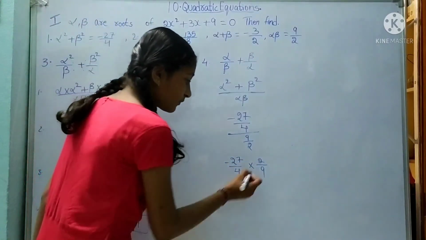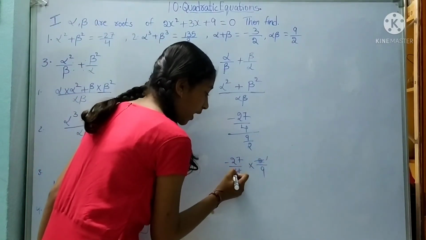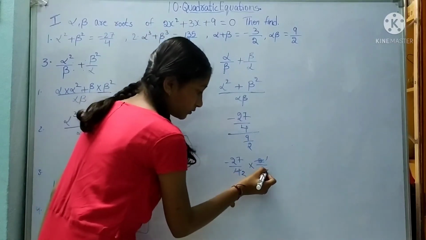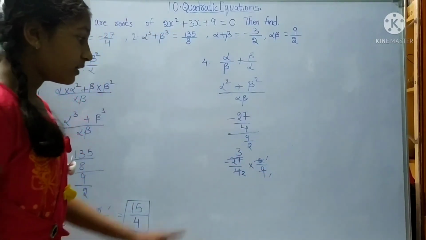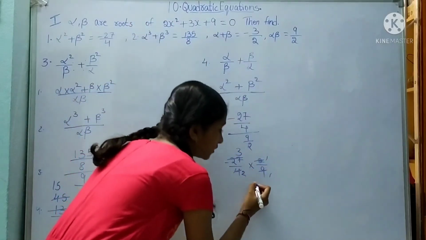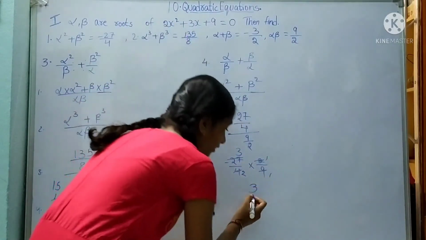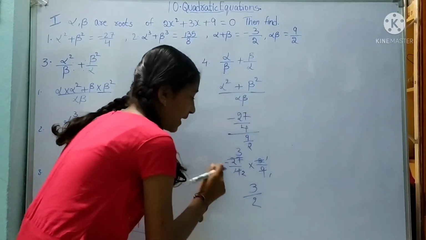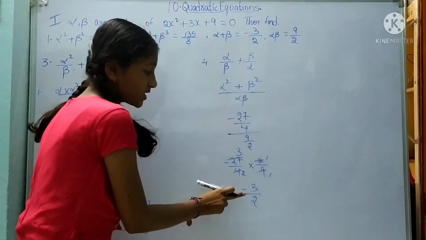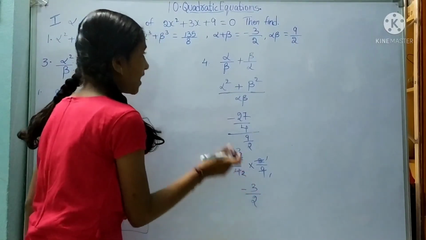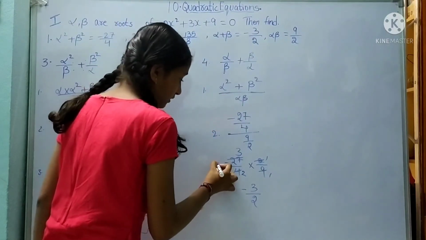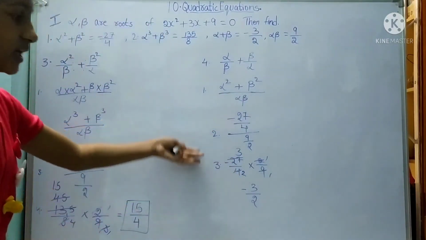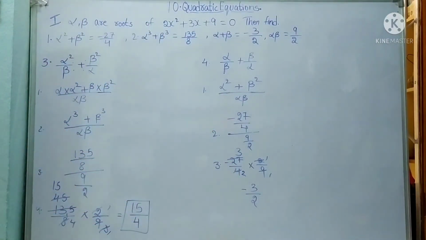So cancel it. 2 ones are 2 and 2 twos are 4, and 9 ones are 9 and 9 threes are 27. So here 3 into 1, 3, 2 into 1, 2. So minus. Okay, so the answer is minus 3 by 2. So for the first step, second step, third step, so here we have counted in 3 steps. Here 4 steps, here in 3 steps.